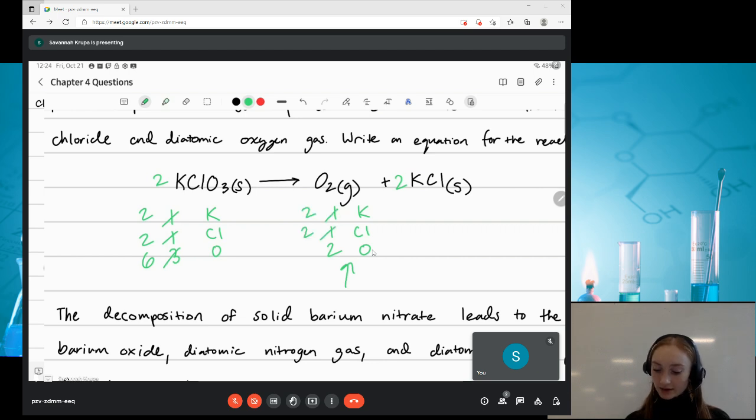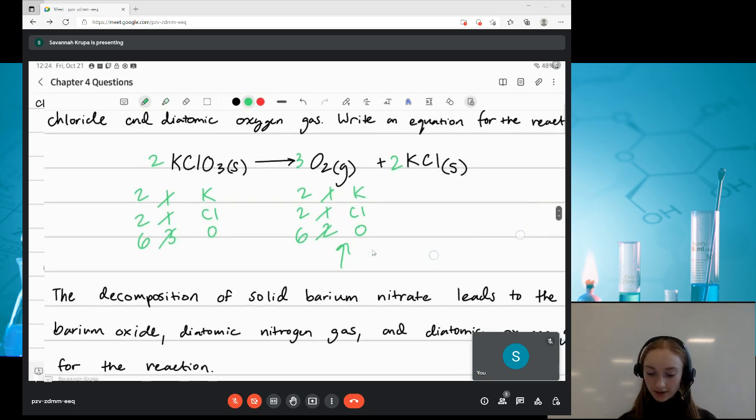Since we'll need 6 of the oxygen on the right, we'll put a 3 in front of the gas because 3 times 2 is 6, and so that will give us 6 oxygen on the right. So that's what that looks like when you have to balance these different compounds. You have to think about the multiples of everything and make sure that you're putting the most simple amount of coefficients in front of whatever compound or gas or atom you have. Okay, so that is B. Let's move on to C.